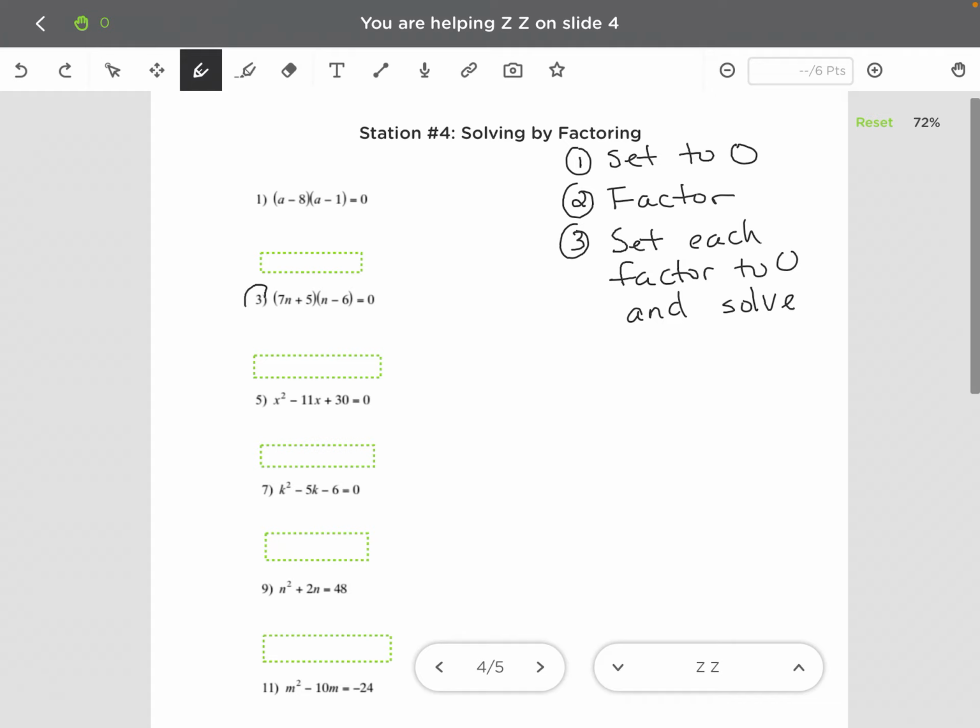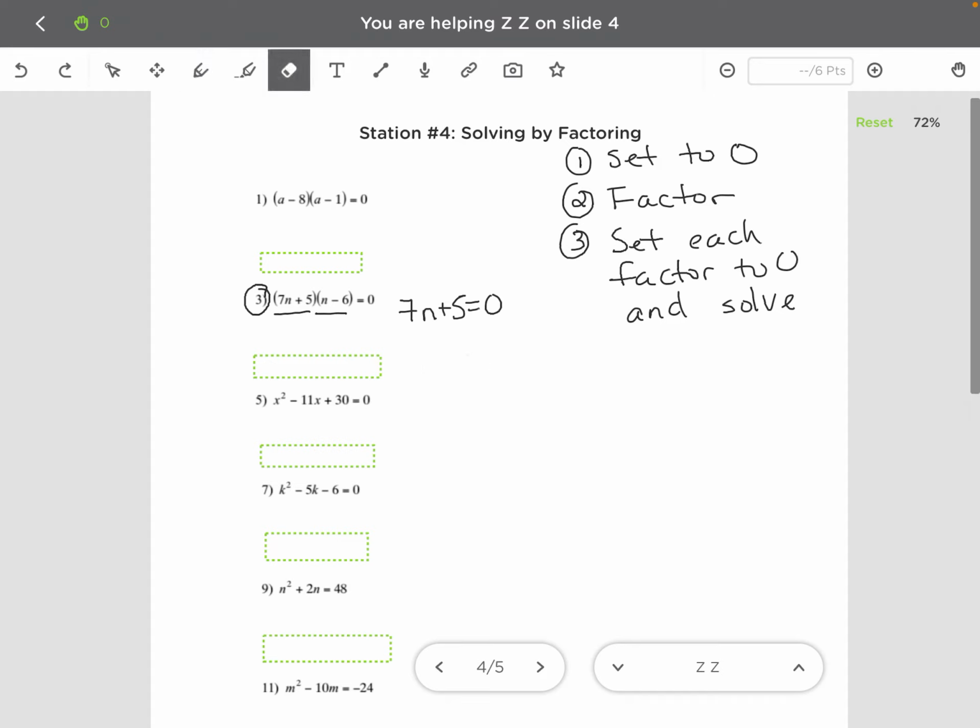Let's take a look at number 3 to start. Okay? Notice this is already set to 0 and it's already in factored form. So the first 2 steps are done for you. So then the next step is you take each factor, oops, not x, but n, and you're going to set it equal to 0. So 7n plus 5 is equal to 0, and n minus 6 equals 0. And you're going to just solve each problem for n.